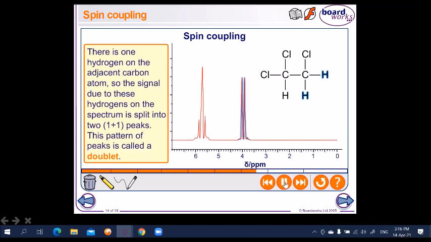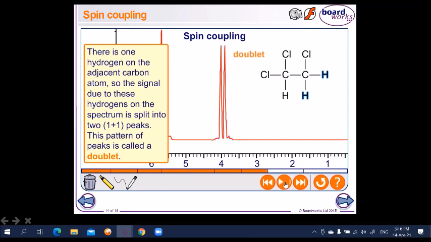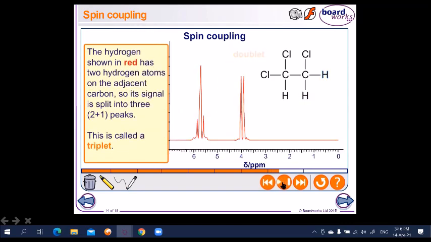There is 1 hydrogen on the adjacent carbon. When I mean adjacent carbon, I'm talking about if this was the first hydrogen I'm looking at, the adjacent carbon is this one. This is the adjacent carbon, so I'll look at that hydrogen that belongs to that adjacent carbon.